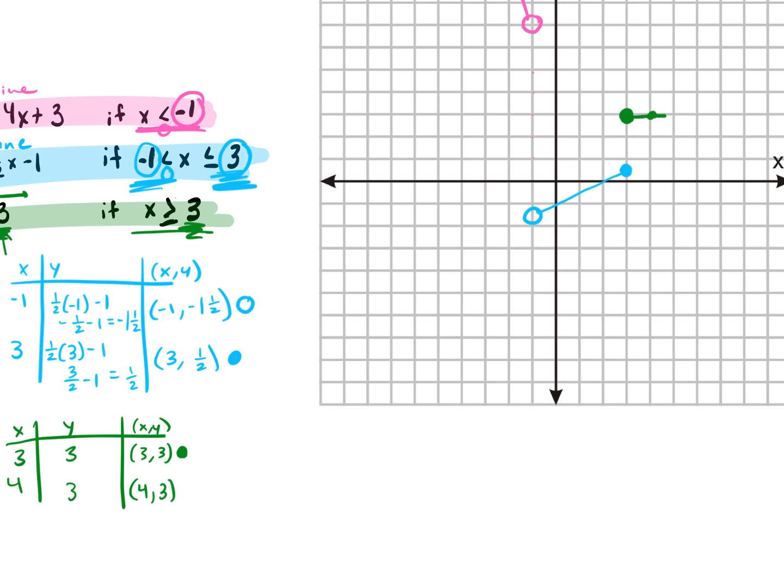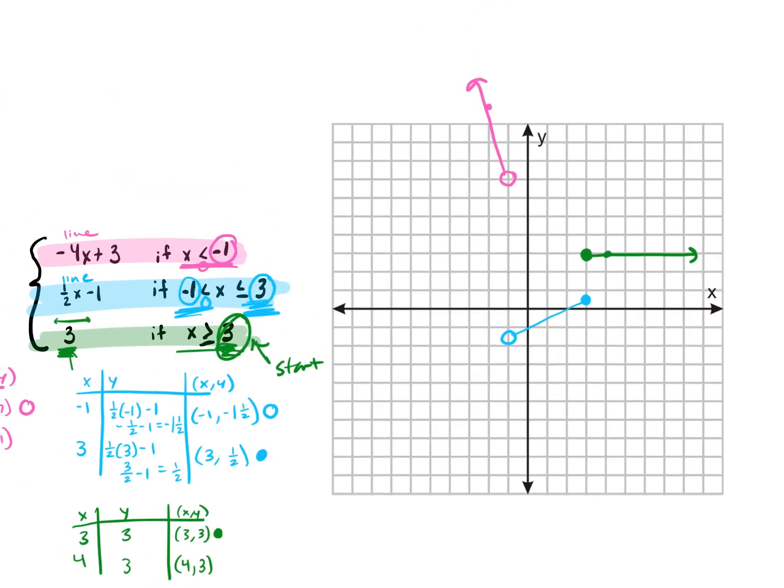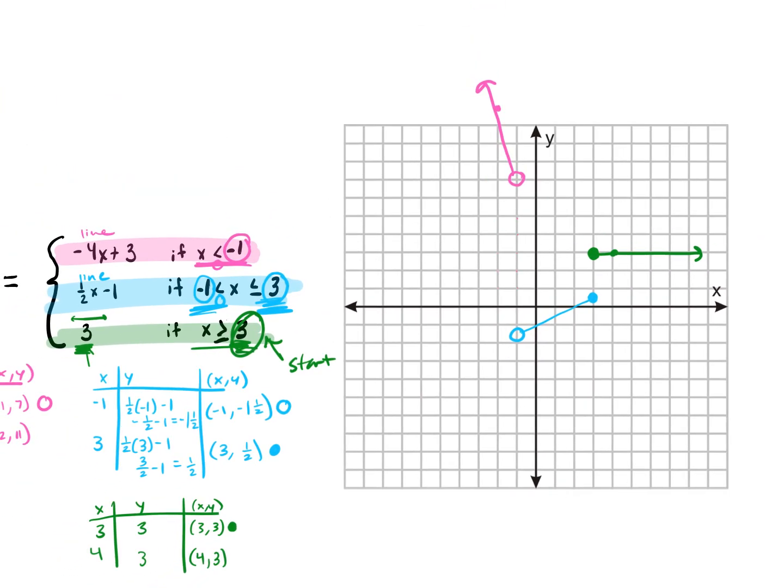And then connect my 2 dots. We start at the number that was given. These are starting points. So we start at that point, 3, 3, and go through the direction of 4, 3. So these would be the 3 pieces to our graph.